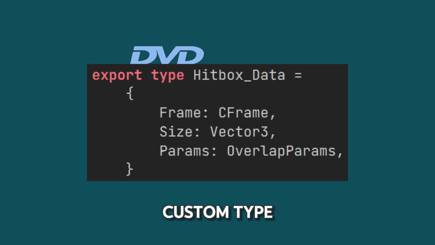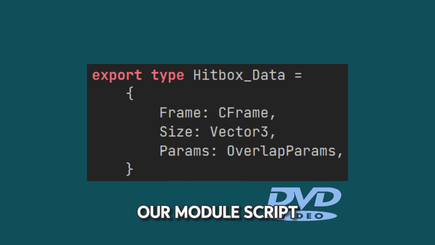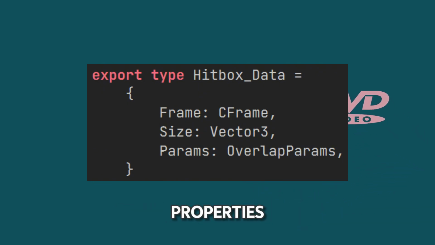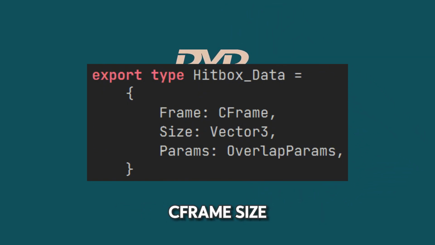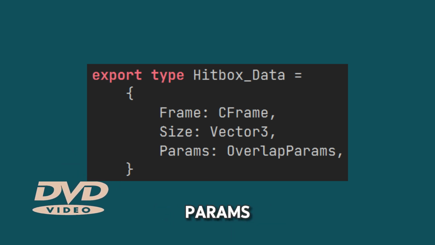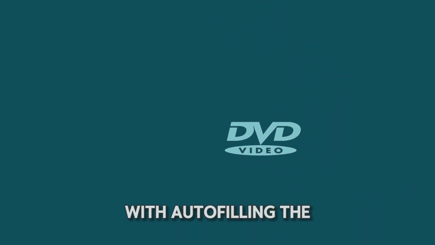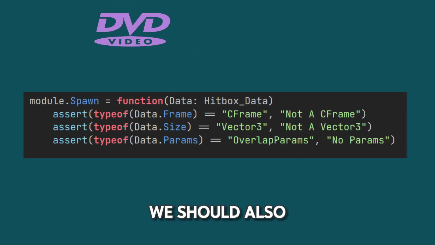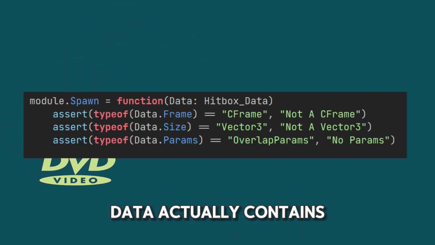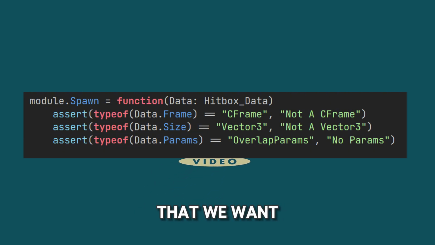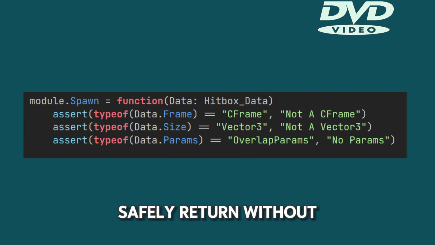This is going to be a custom type created at the very top of our module script consisting of 3 properties. Frame, which is C-frame, size, which is a vector 3, and params, which is our overlap parameters. We can then type check this argument to be our custom type, which means that anytime we go to add it in here, Roblox will help us with autofilling the correct arguments. We should also check if our hitbox data actually contains all the arguments that we want. If not, then we can safely return without breaking anything.